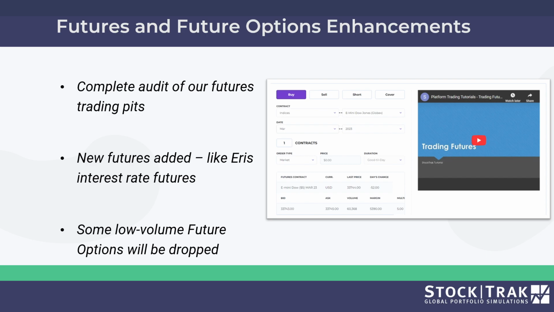We're adding new contracts like Eris futures and options. We've never had them in the past, but we're adding them as of, I think, next week or the week after. And in the futures options, we're updating the list of what's going to be available. Just because the futures option exists doesn't mean anybody is trading it in the real world, and that's been very frustrating for students. So we're going to pare down that list so that if a student wants to trade something, they'll be able to find the futures options and get their order to execute right away.